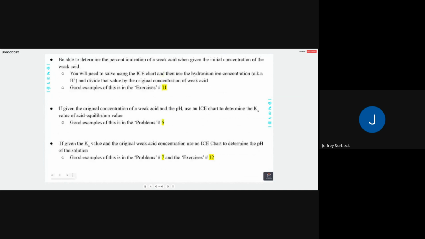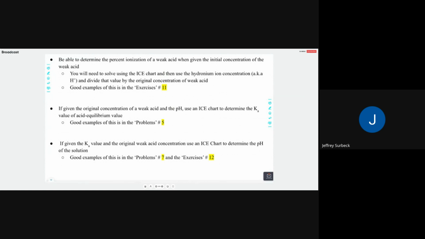All right, last 3 things. Notice on our last 3 things, I'm going to keep it fairly simple. Everything's a weak acid. So for your test, everything will be a weak acid. Just know weak base could apply as well. But take a look here. All 3 of these problems, all 3 of your final fill in the blank involve ice charts. So number 1 says you need to use the ice charts to determine the hydronium ion concentration and determine the percent ionization.